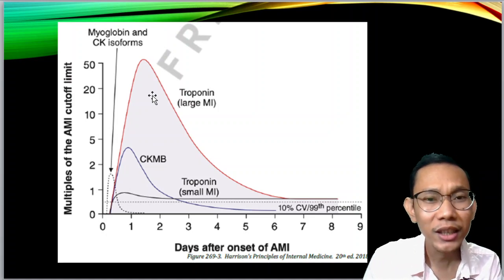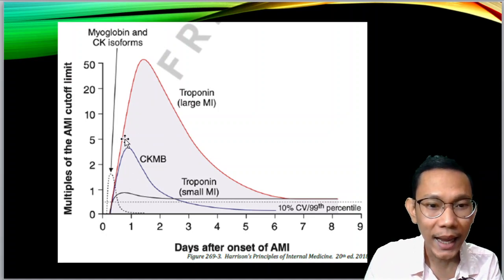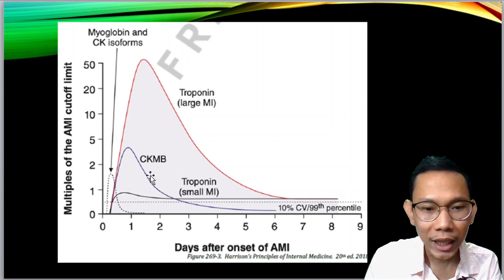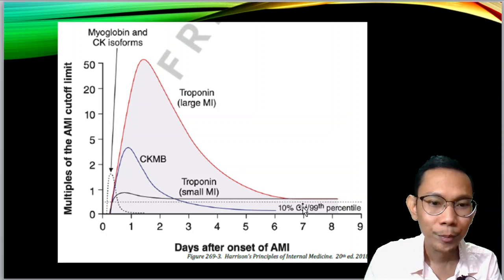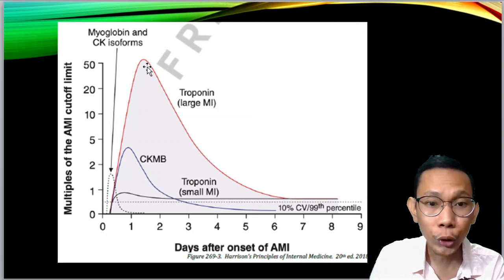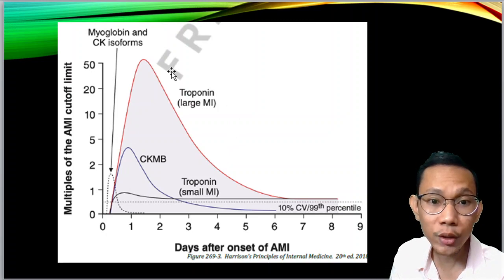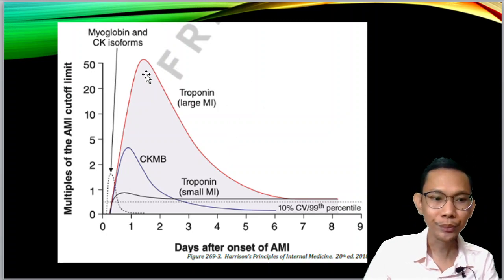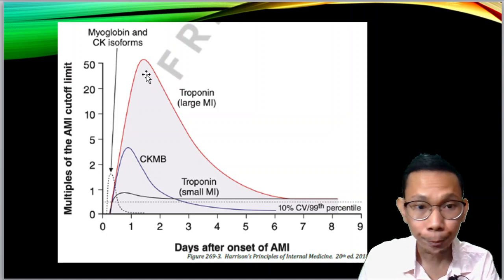Again, we will still choose CKMB because it returns to normal after 2 to 3 days, unlike your troponins, which take several days before reaching their normal level. But what is more specific and sensitive to acute myocardial infarction is your troponins. Okay, I guess that's clear.